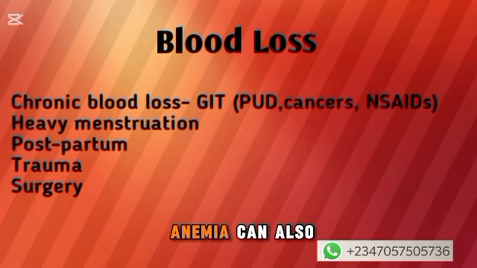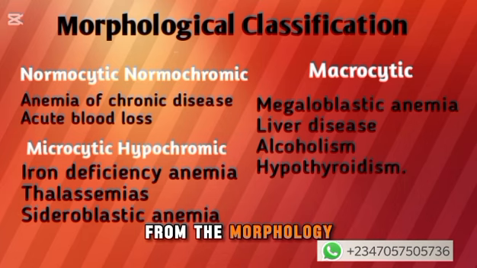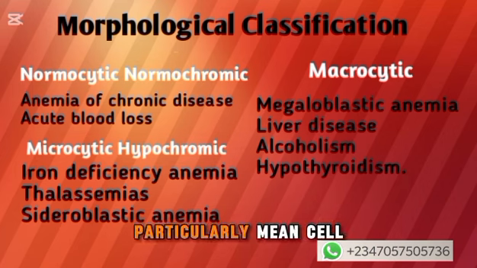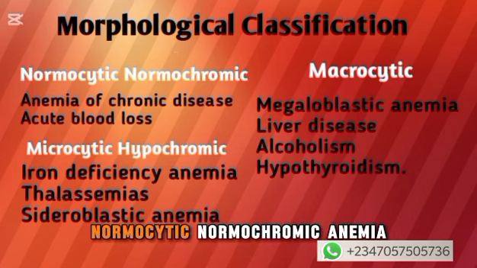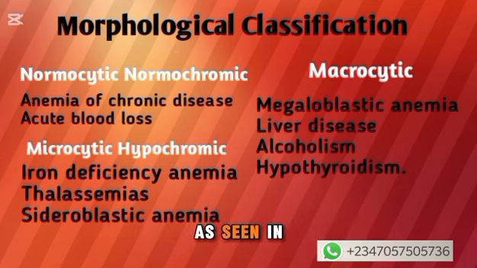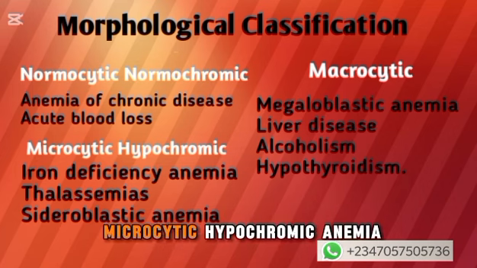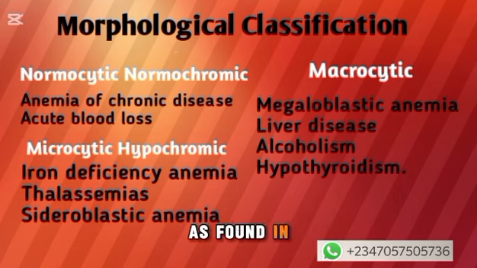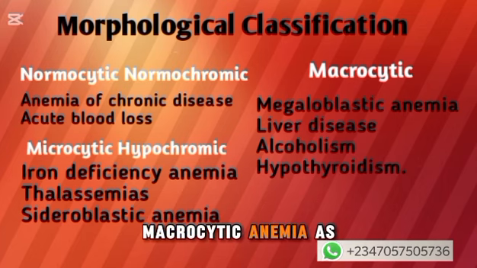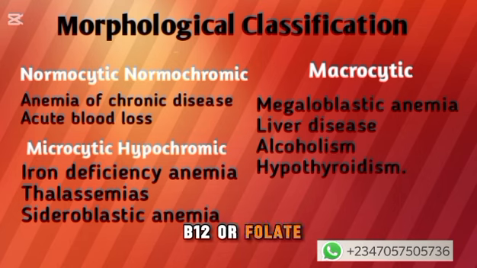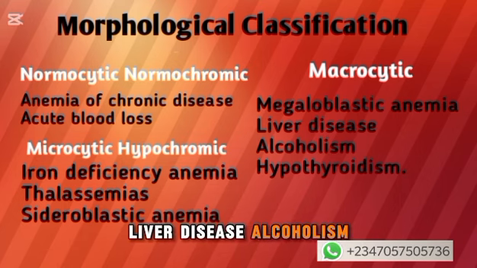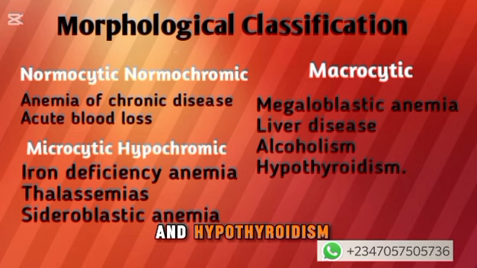The cause of anemia can also be inferred from the morphology of red blood cells, assessed using red blood cell indices, particularly mean cell volume. Normocytic normochromic anemia as seen in anemia of chronic disease, acute blood loss. Microcytic hypochromic anemia as found in iron deficiency anemia and thalassemias. Macrocytic anemia as seen in megaloblastic anemia due to vitamin B12 or folate deficiency, liver disease, alcoholism, and hypothyroidism.